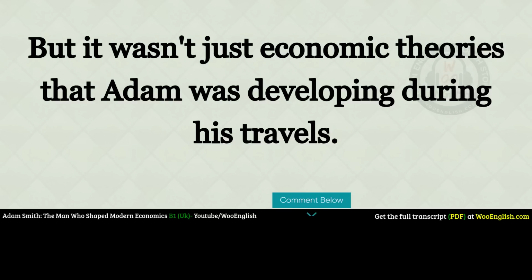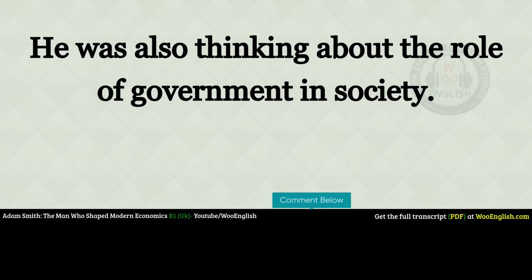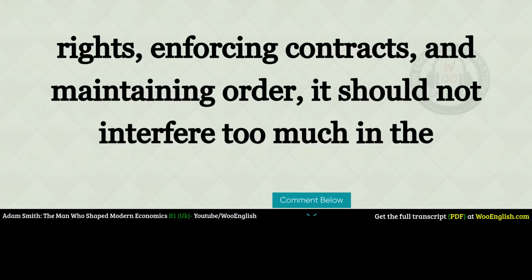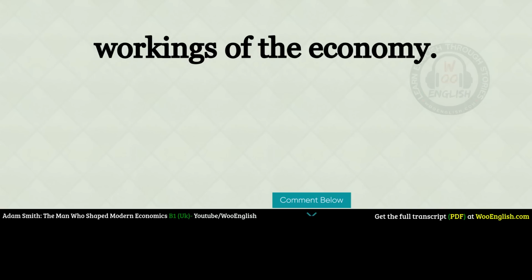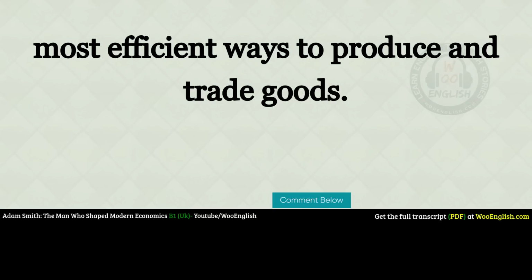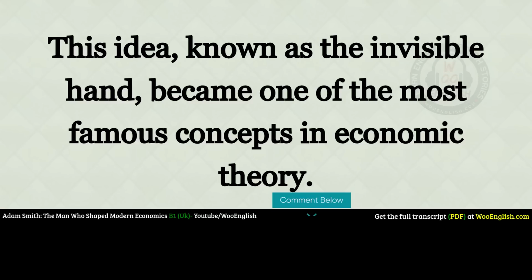But it wasn't just economic theories that Adam was developing during his travels. He was also thinking about the role of government in society. He believed that while the government had an important role to play, such as protecting property rights, enforcing contracts, and maintaining order, it should not interfere too much in the workings of the economy. Instead, Adam argued that individuals acting in their own self-interest would naturally find the most efficient ways to produce and trade goods. This idea, known as the invisible hand, became one of the most famous concepts in economic theory.